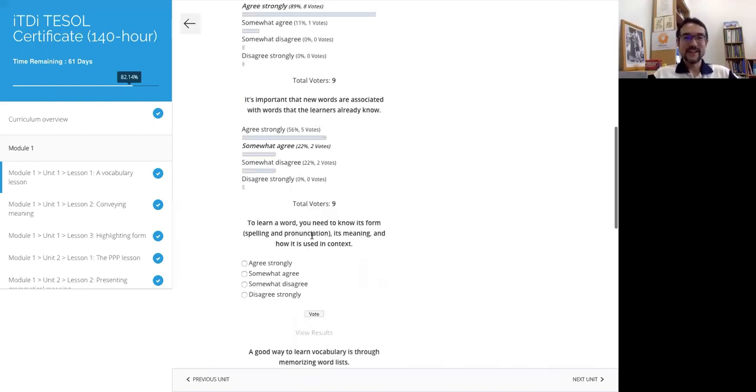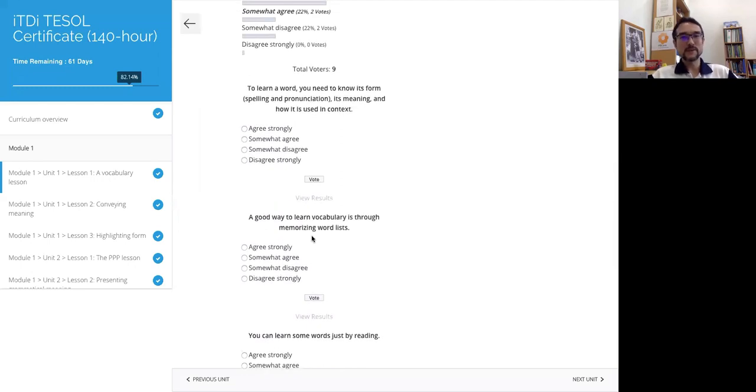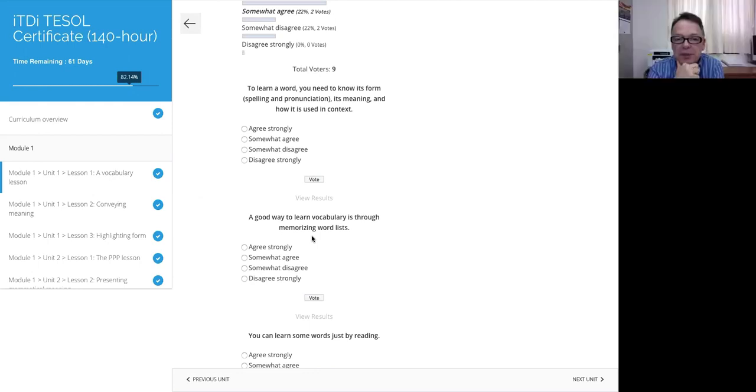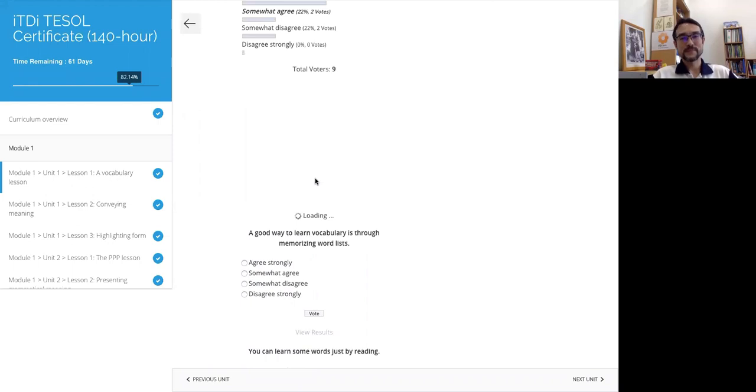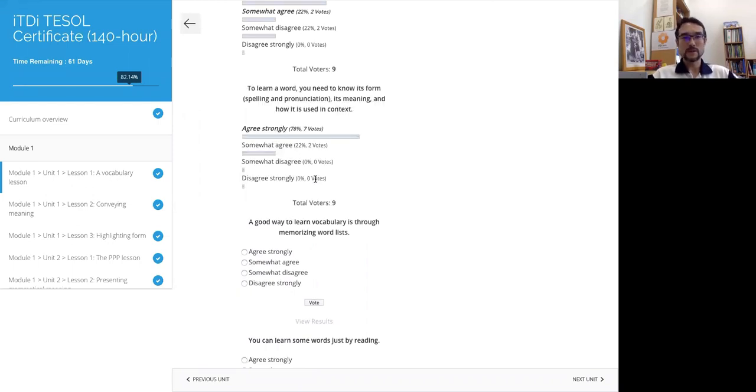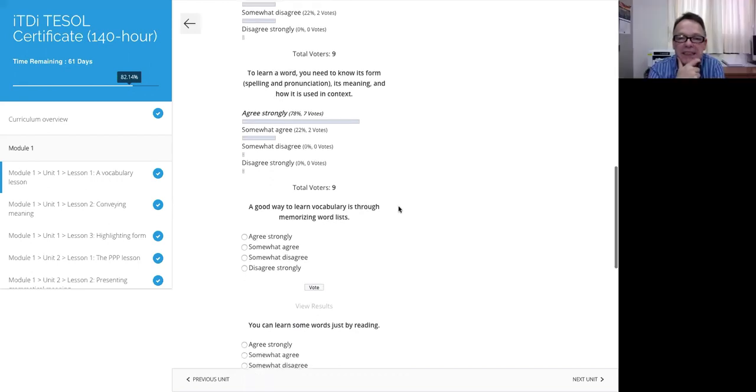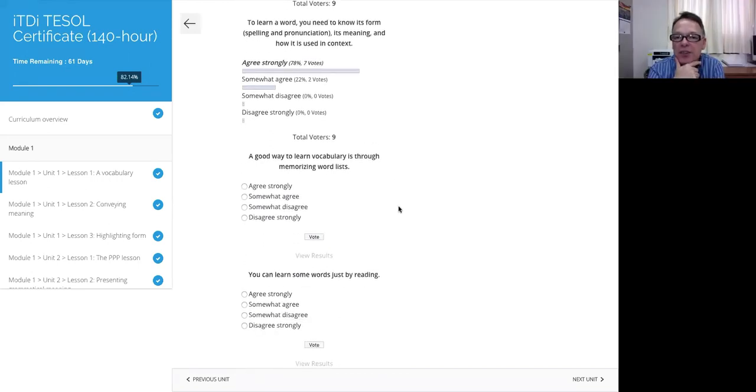To learn a new word, you need to know its form, spelling and pronunciation, its meaning, and how it's used in context. Of course. I agree. All three of those are important. Let's register this. Okay, strongly agree. And for higher levels, you may also need to know nuance as well. And the collocations, what other words it goes with.